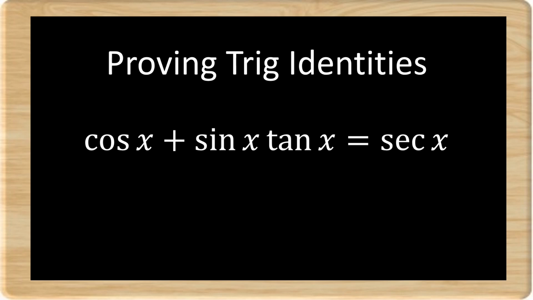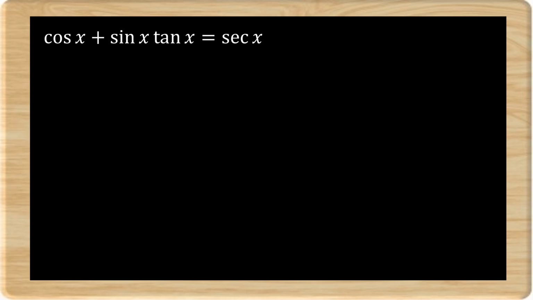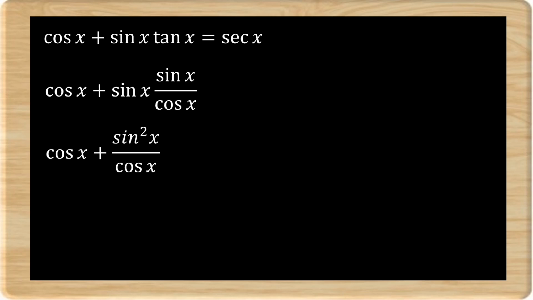Now the next one I want to look at is cosine x plus sine x times tangent x is equal to secant x. So here, what can we do? Usually cosine and sine, you don't really change those. Tangent, I can change that to sine over cosine. And if I take sine x times sine x over cosine x, that becomes sine squared x over cosine x.